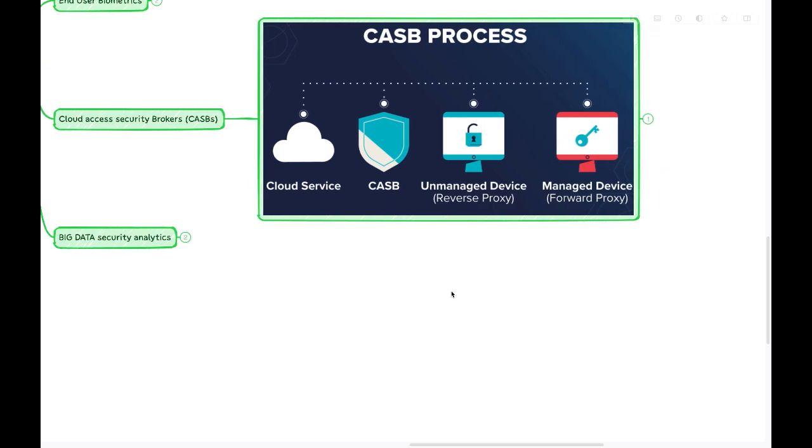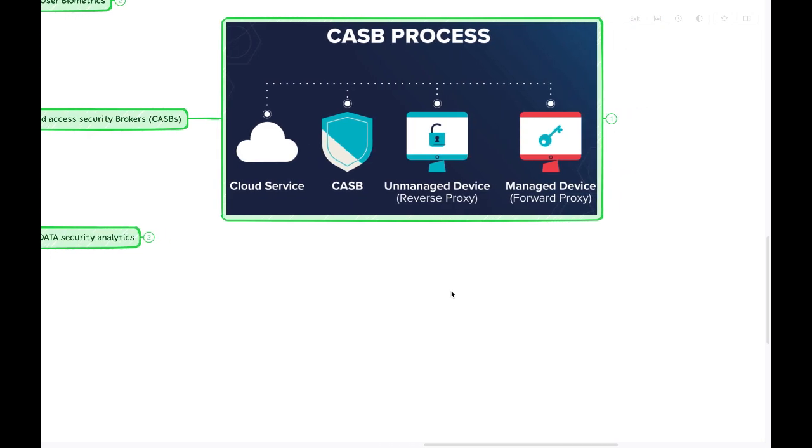Cloud Access Security Brokers. CASBs are security solutions that act as intermediaries between cloud service providers and users, providing visibility, control, and security enforcement for cloud-based applications and data.